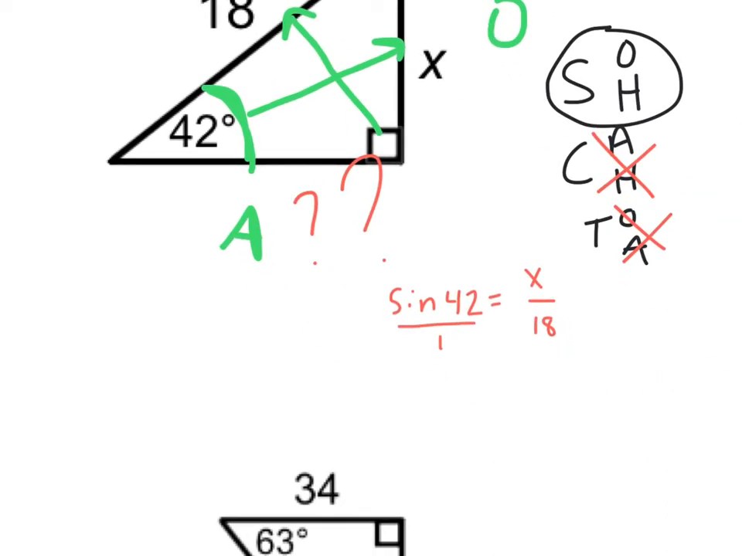I multiply 1 times x, and I multiply 18 by sine 42, and I get x equals 18 sine 42. Now remember, your calculator has to be in degree mode because this is 42 degrees, not 42 radians. So I type it into my calculator. If you're at home, you would do this on Desmos. I'm only going to round to the nearest tenth. My answer is x equals 12.0.